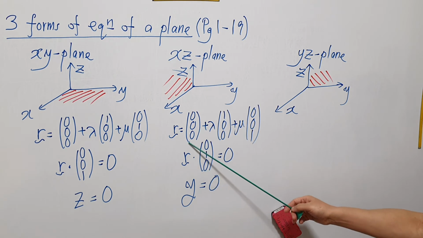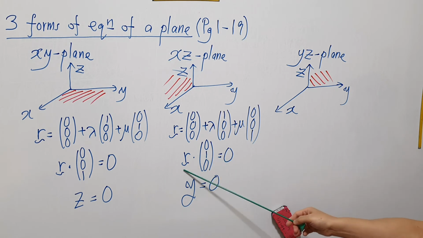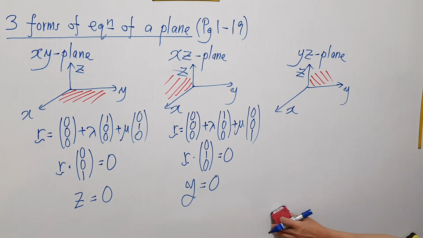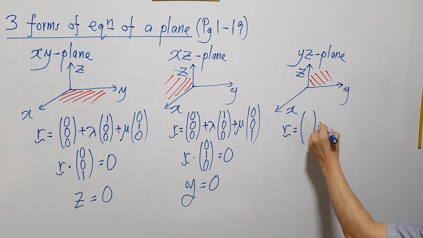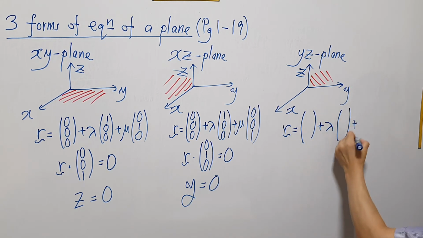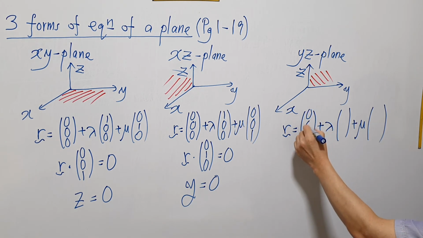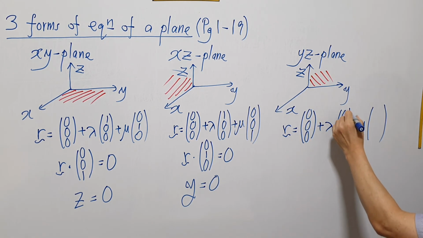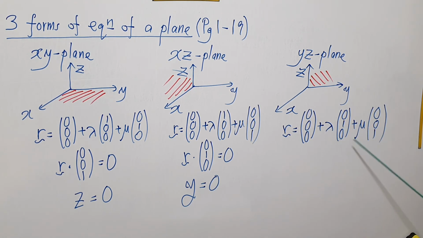You write this as x, y, z. Dot product means this times this plus this times this plus this times this. You just get y equals to 0. And lastly, in the case of the yz plane, you need again three vectors for the first form. Once again, a convenient choice will be this, and this would be 0, 1, 0, and then 0, 0, 1, right? Vectors that are parallel to the yz plane.